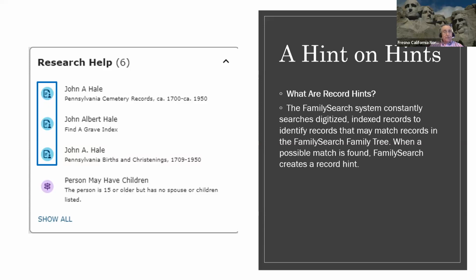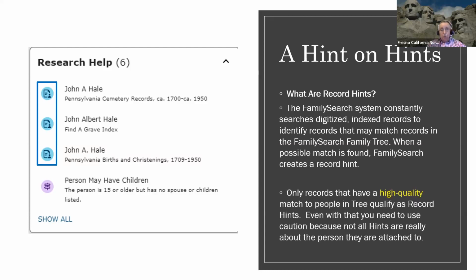What are record hints? Hints are FamilySearch's attempt to help make life easier for us. They've gone through all their records, and they continue to go through those records all the time, looking for records that haven't been attached to people that appear to be your people. And if there's a very high quality of a match, they will call it a hint and show it to you. By high quality, I mean they make it to where it almost has to be your person, but it might not. There's always that slim chance that it isn't a record for your person.